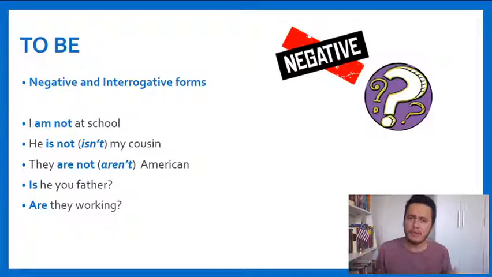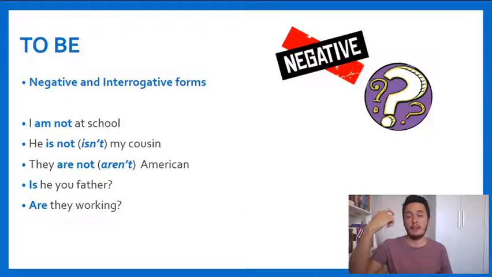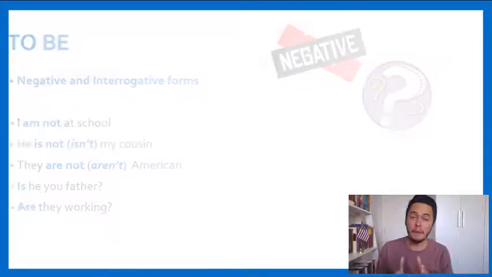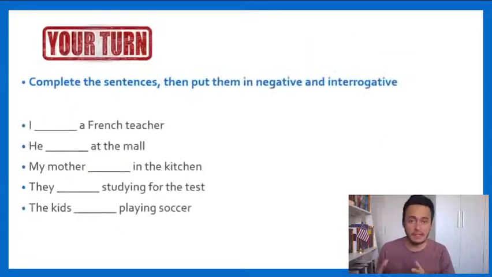If you have, for example, a noun instead of a pronoun, for example, my sister is at home, you invert the verb to be, is, and the noun, my sister. So, my sister is at home in interrogative becomes, is my sister at home? Hope you understand.